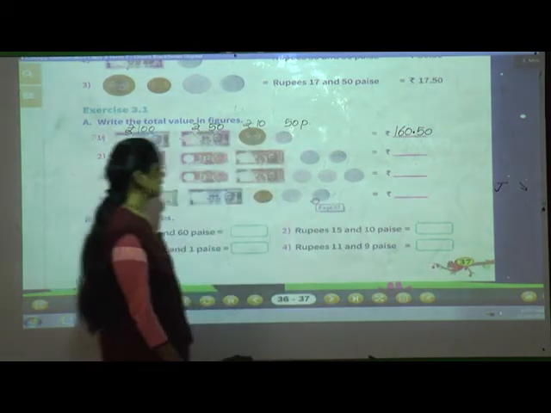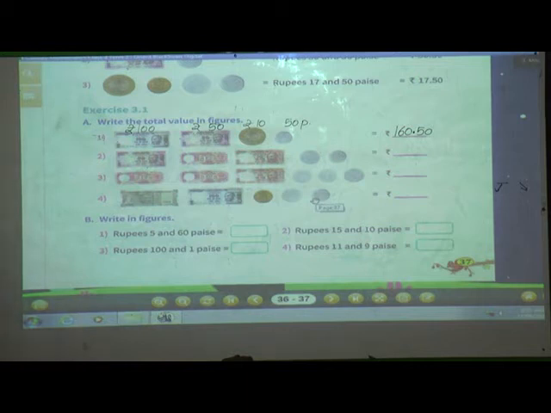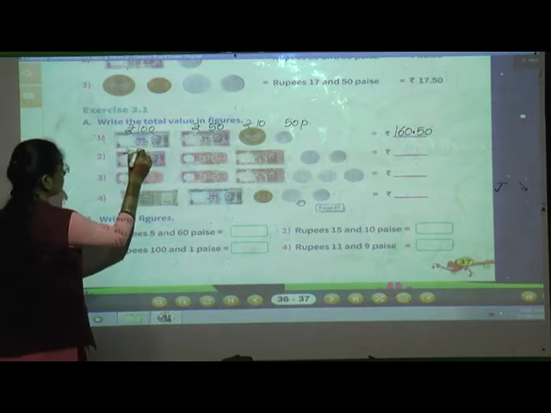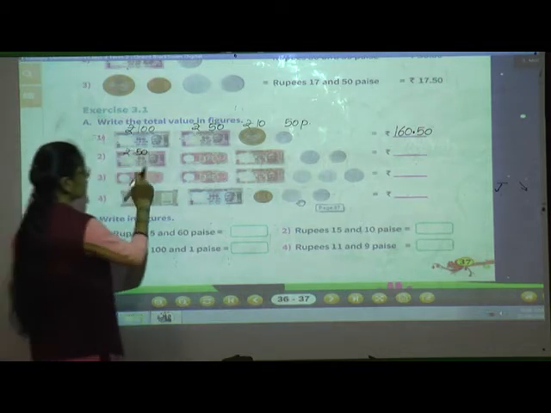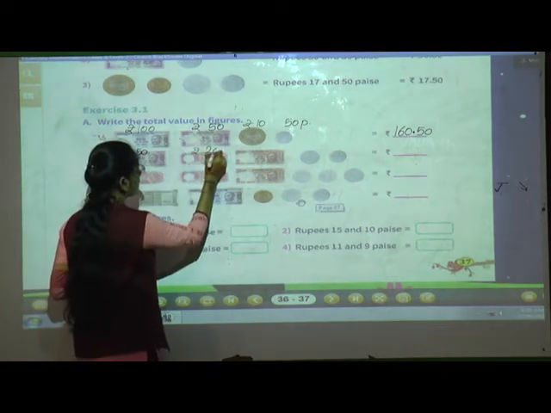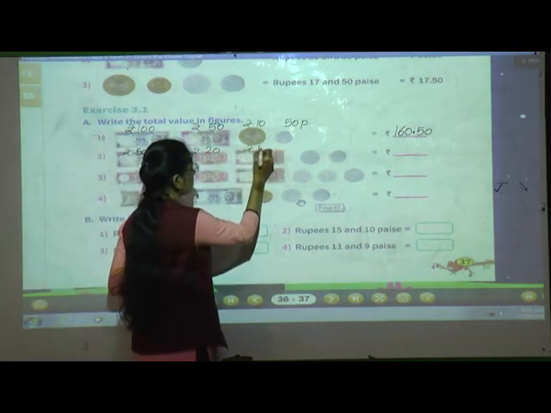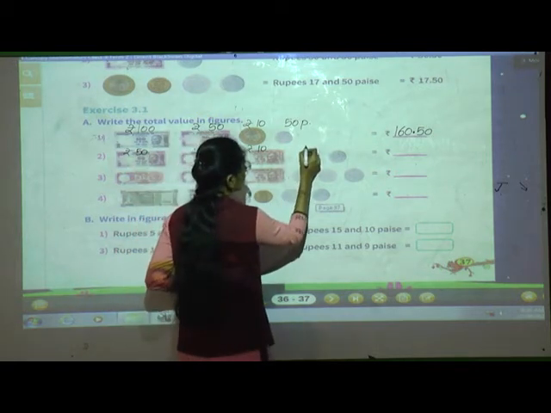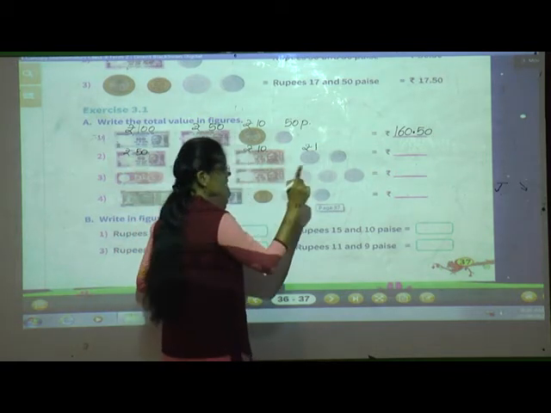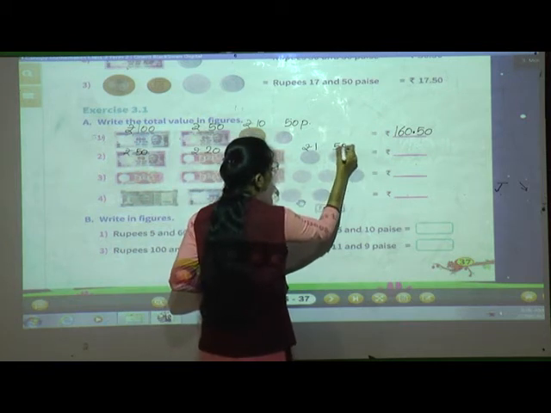Okay. Next, in the second example there are three notes: one of 50 rupees, then 20 rupees, then 10 rupees. And after that 2 coins are there. See here, this is the note of rupees 50. This is 20 rupees. This is 10 rupees. And this is a coin of 1 rupee and this is 50 paise.